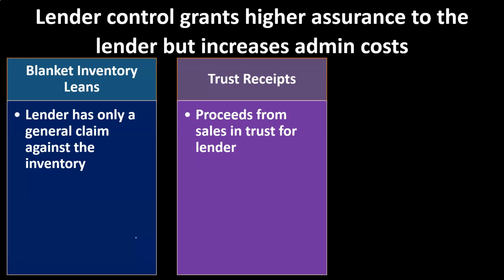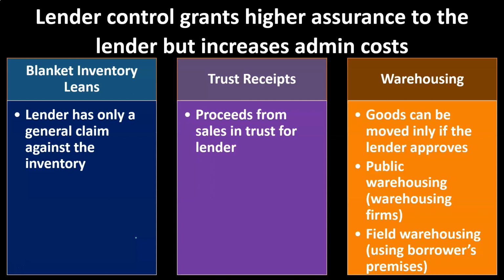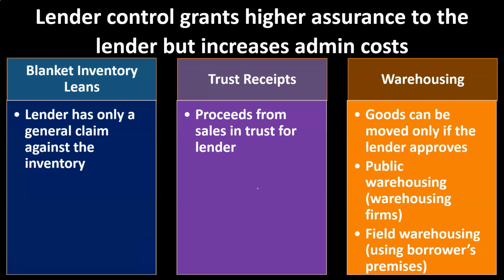So a trust receipt, that's where proceeds from sales are held in trust for the lender. So that could add a level of control because the proceeds will be in the trust, which hopefully will give control for the lender. And then warehousing, then more physical control. Goods can be moved only if the lender approves. You could have public warehousing, where you have a warehousing firm, or you could have field warehousing, using the borrower's premises for the warehousing. So the warehousing is going to give the most control here, or more control, but that's going to add to the costs because then you're going to have to go through this approval process and whatnot. So it's going to be costly on the admin side of things.